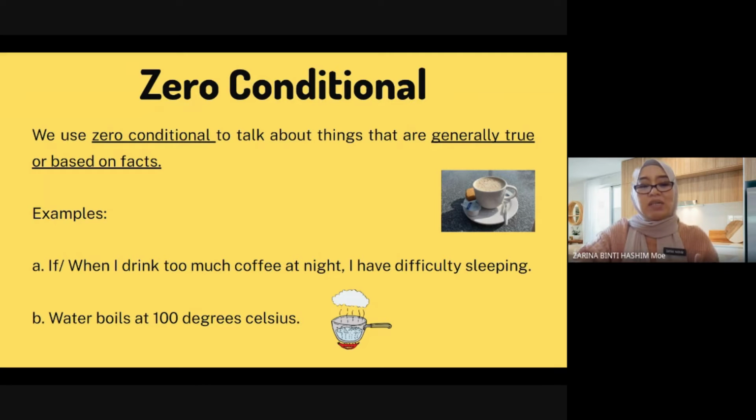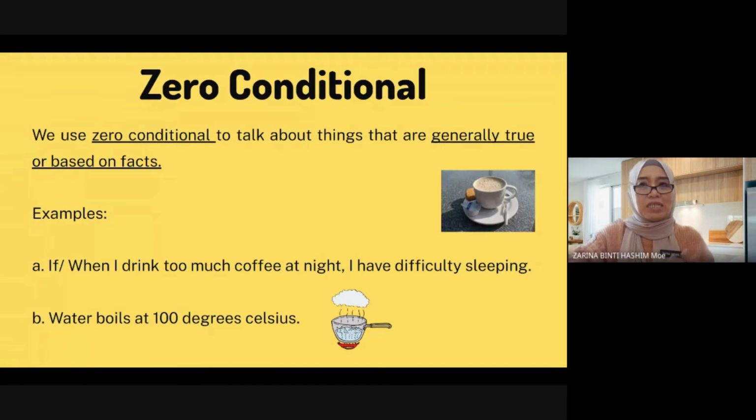The second example is more solid. When you say water boils at 100 degrees Celsius, this shows that it is a fact. You cannot say that it is not true, because it is a fact that water boils at 100 degrees Celsius. Can you think of any other example that shows something you cannot change?